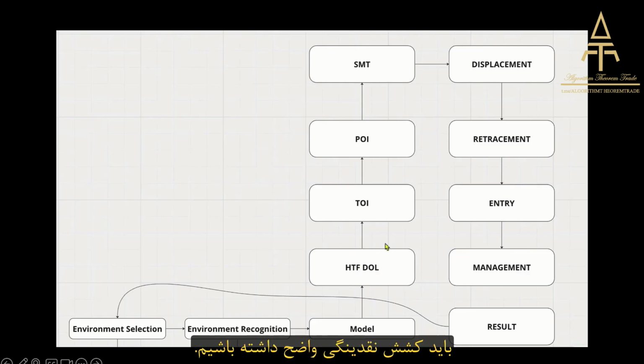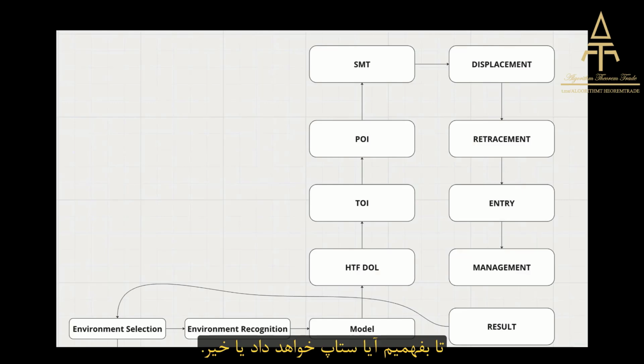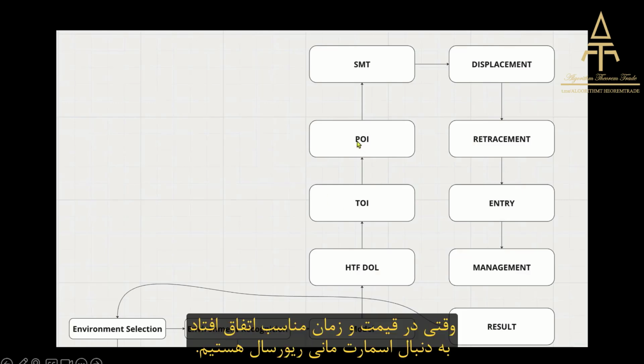The model then states that we need to have a clear higher time frame draw on liquidity. If we have that established, we move into the time of interest. The time of interest is our time window in which we're looking for very specific signatures in algorithmic price delivery to determine whether or not our setups are going to form. When our point of interest gets reached during our time of interest, alarm bells go off and we begin to look for signs to confirm an SMR.